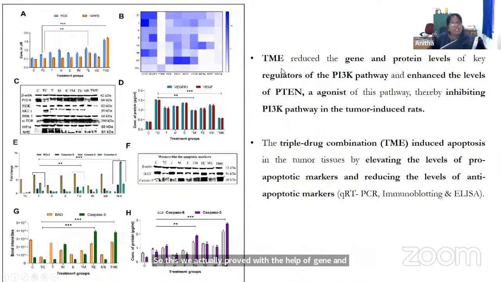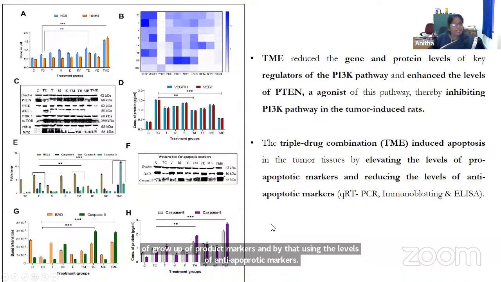We found that this triple drug combination reduced the gene and protein levels of some of the key regulators of the PI3K pathway, like PI3K, AKT, PDK1 and others, and enhanced the levels of PTEN, which is an antagonist of this pathway, as I said before, thereby inhibiting the PI3K pathway in a tumor-induced rat model. The triple drug combination also led to apoptosis, by elevating the levels of pro-apoptotic markers and reducing the levels of anti-apoptotic markers. This we performed through real-time PCR, immunoblotting, and ELISA.